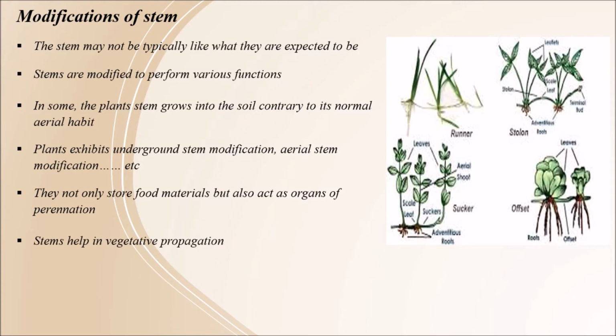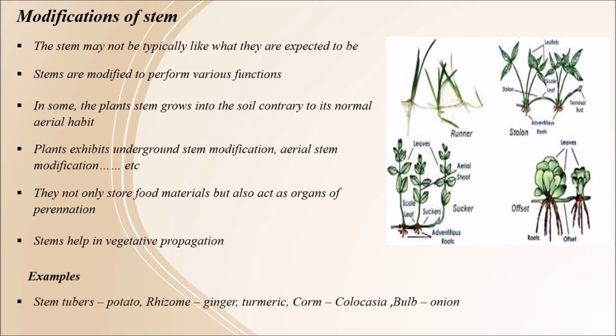Stem helps in vegetative propagation. Examples: if you take tuber type, it is potato; rhizome, ginger and turmeric; corm, colocasia; bulb, onions. So these are the few examples. Let us discuss in detail about the aerial stem modifications and underground stem modifications.